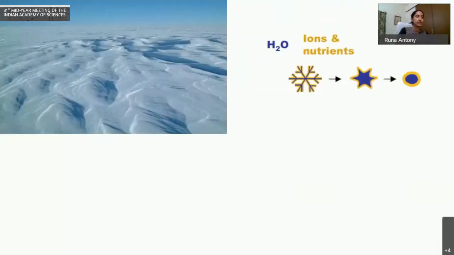Another habitat on the ice surface is the small, thin liquid water films between the crystals of ice. Basically, when snow crystals transform into ice granules, a thin liquid layer forms on the surface of the snow grain, and this is enriched with ions and nutrients. And there you have bacteria and algae.